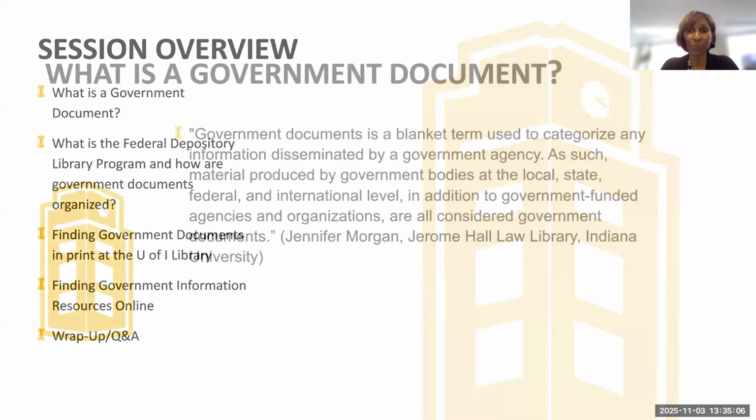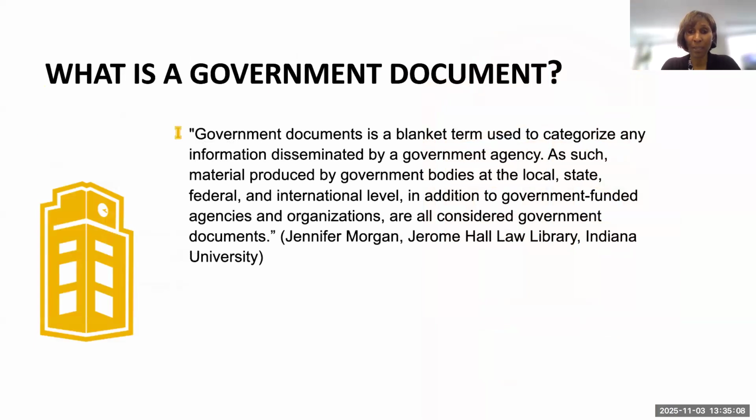So what is a government document? Essentially, a government document is a blanket term used to categorize any information that's disseminated by a government agency. It includes material produced by government bodies at the local, state, federal, and international level, as well as government-funded agencies and organizations, such as, for example, the United Nations. All are considered government documents.